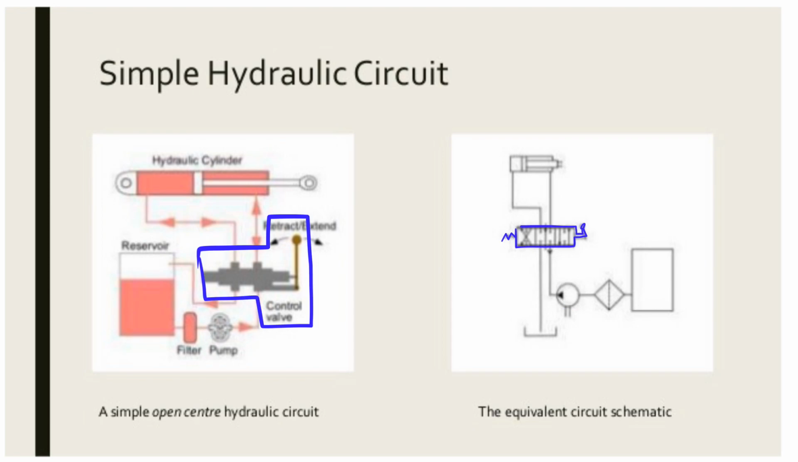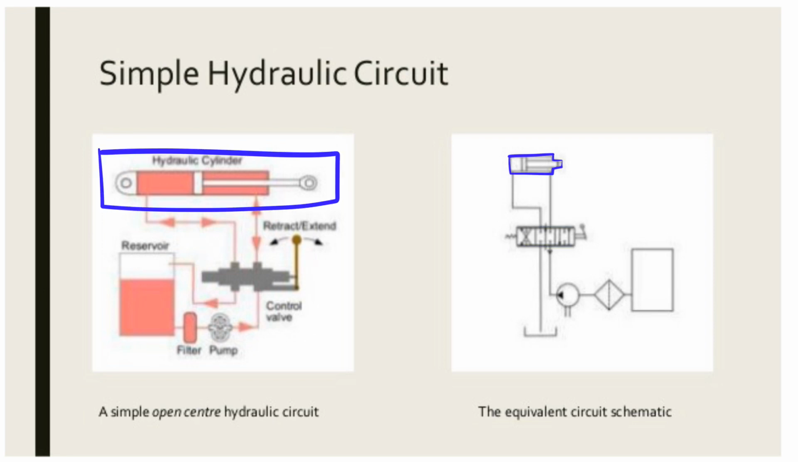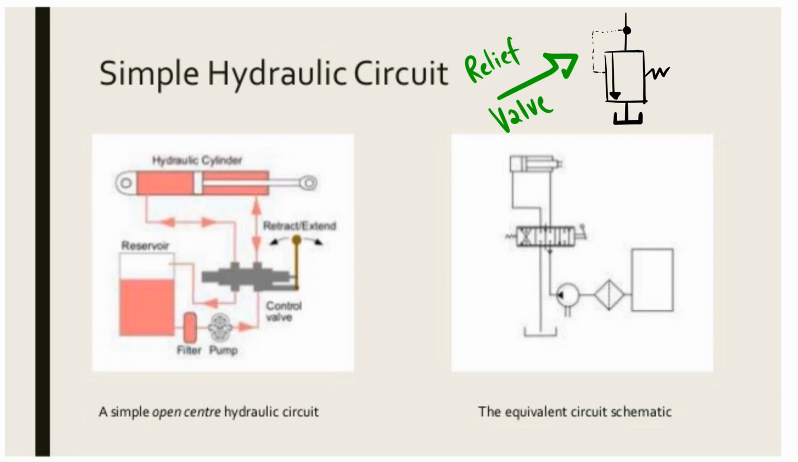The control valve is what the user actually controls, such as the brakes on the bike. The squiggle indicates it has a spring, which is used to hold it in its default position. The hydraulic cylinder contains the piston, which is moved by the incompressible liquid. There's usually also a relief valve in there for accidents. This is what that looks like.